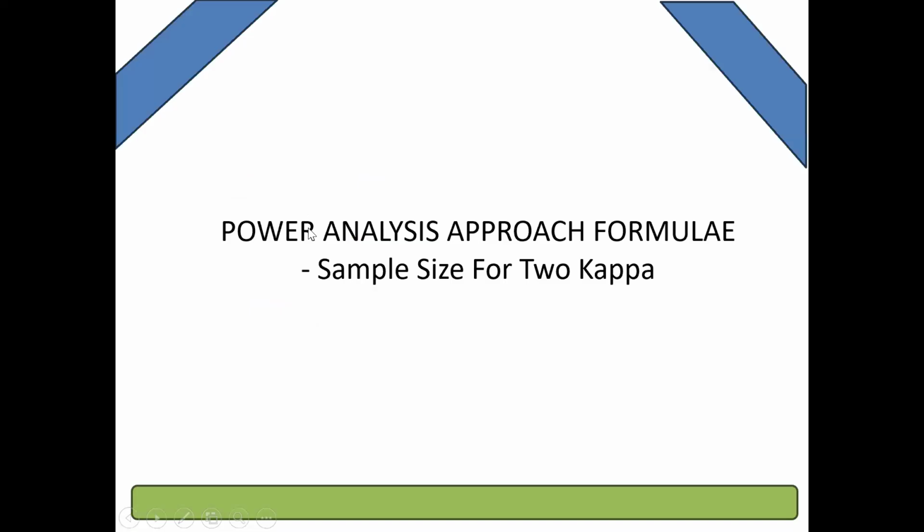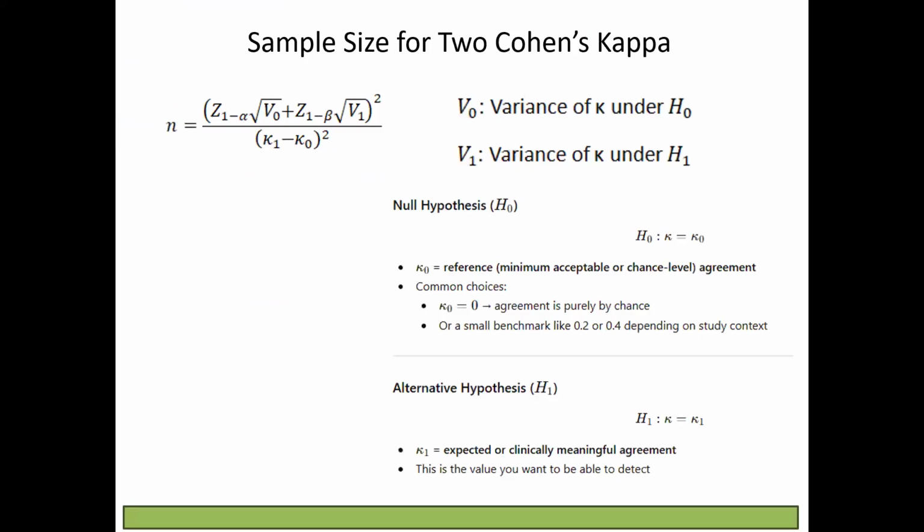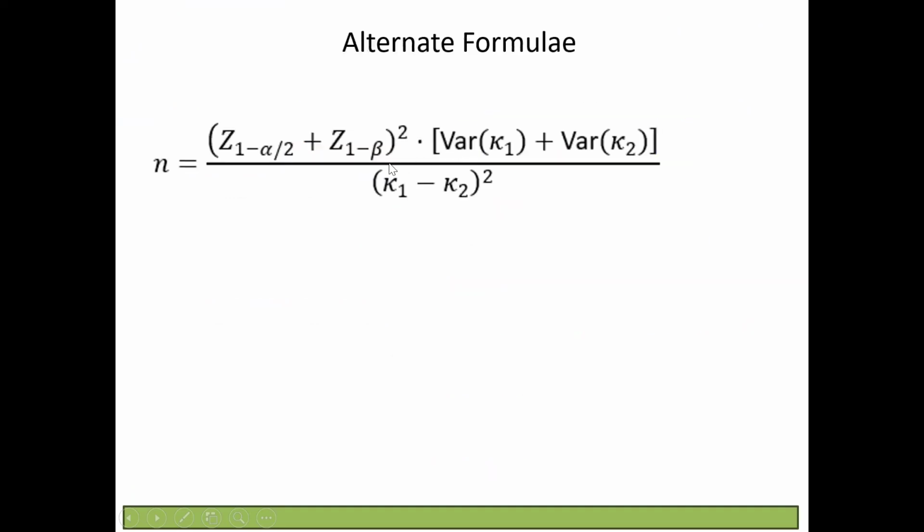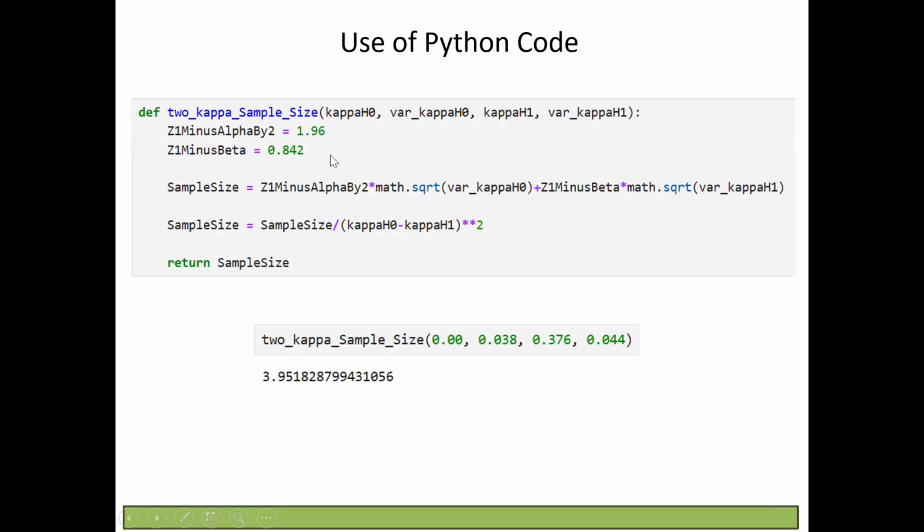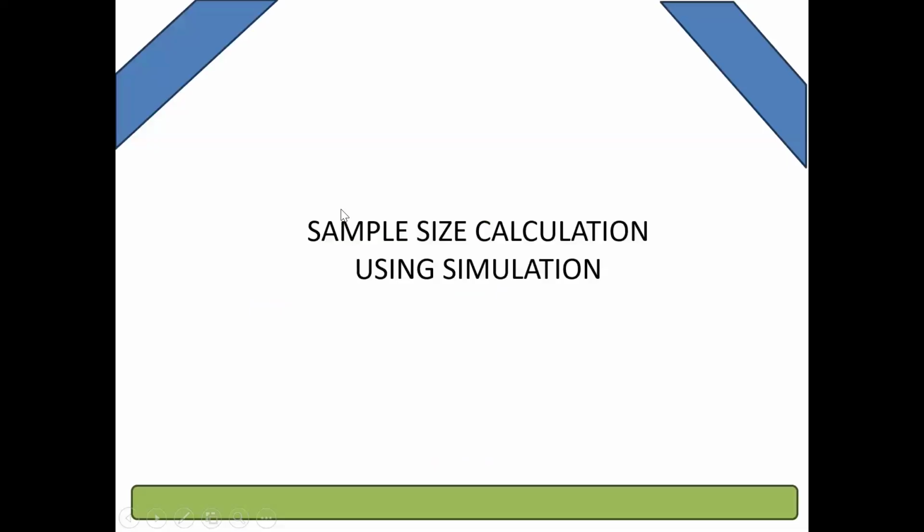Then we can calculate the sample size for 2 kappa by using the power analysis approach as I have described in my previous lecture. So this is a formula for calculation of sample size for 2 Cohen's kappa, and this is the alternate form of the formula which is available. Then this is the Python code, and now let us see the sample size calculation using simulation.